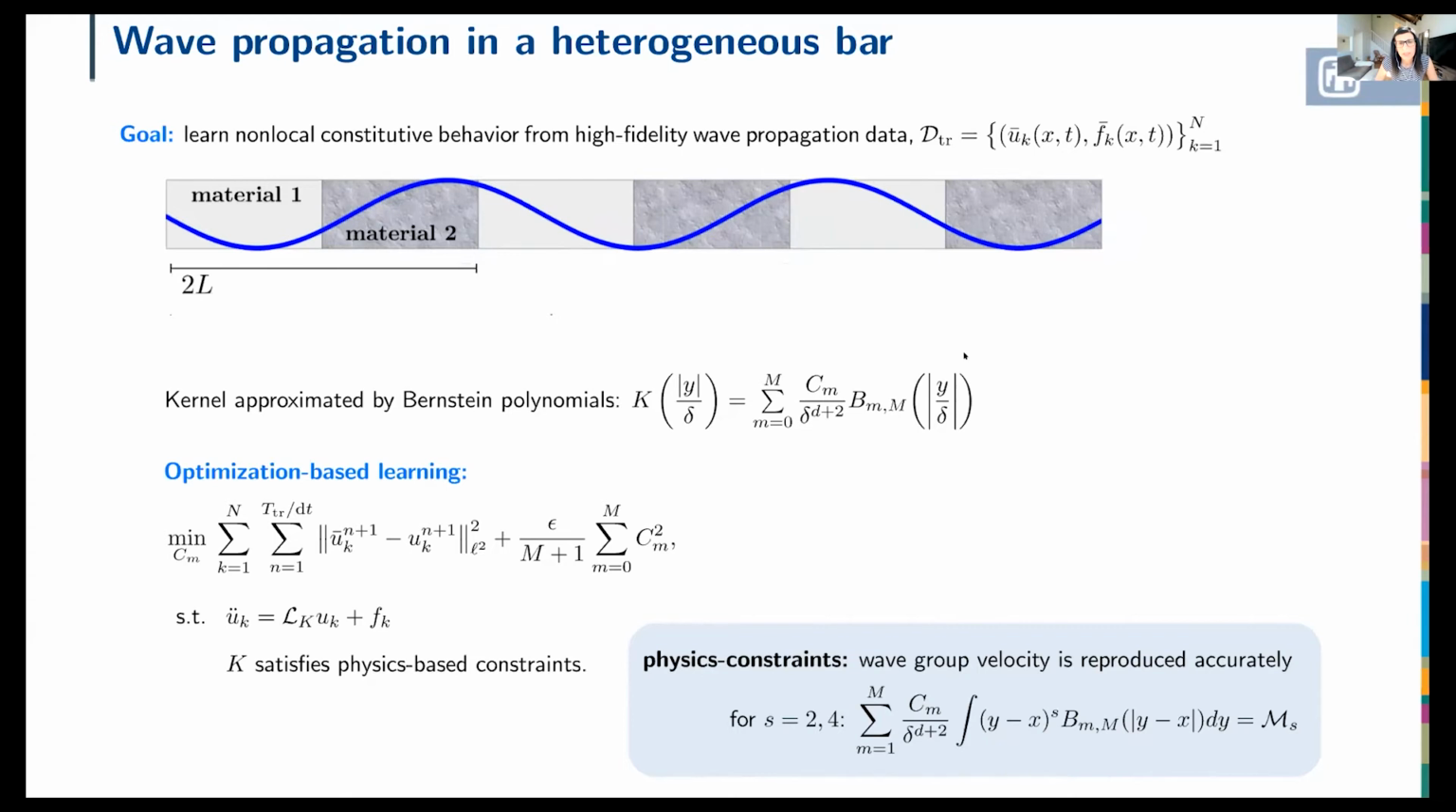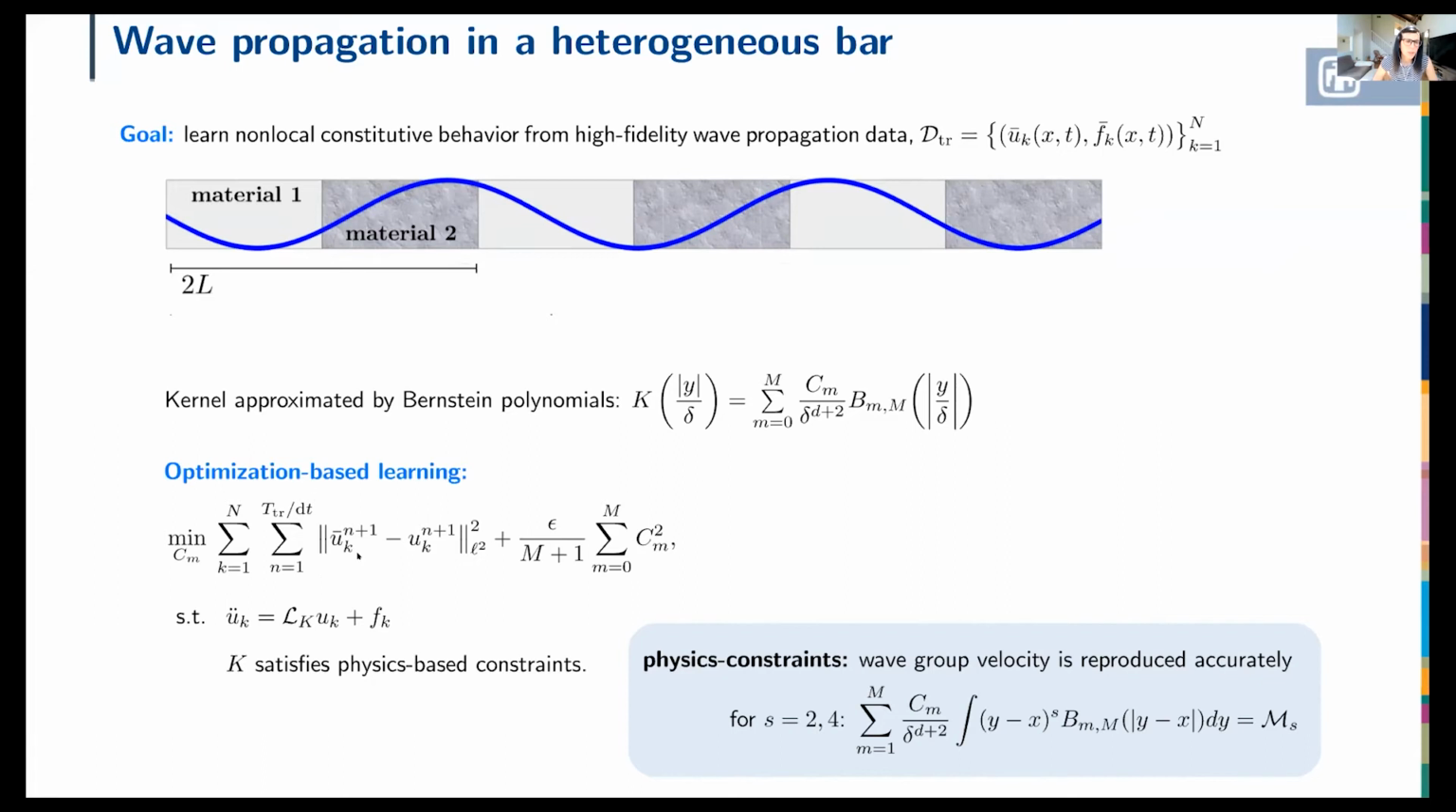The kernel is still described by a linear combination of Bernstein polynomials. The unknowns then are these coefficients. They're scaled by the nonlocal interaction radius simply because this is always used in nonlocal models to make sure that when delta goes to 0, we recover the classical equation. So this equation goes to the classical wave equation as delta goes to 0, or as the non-locality vanishes.